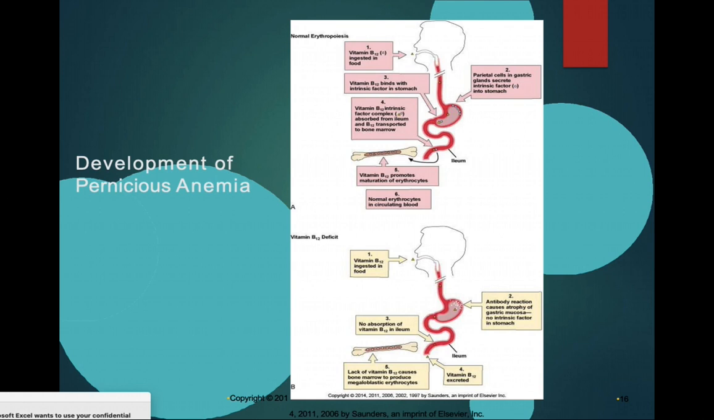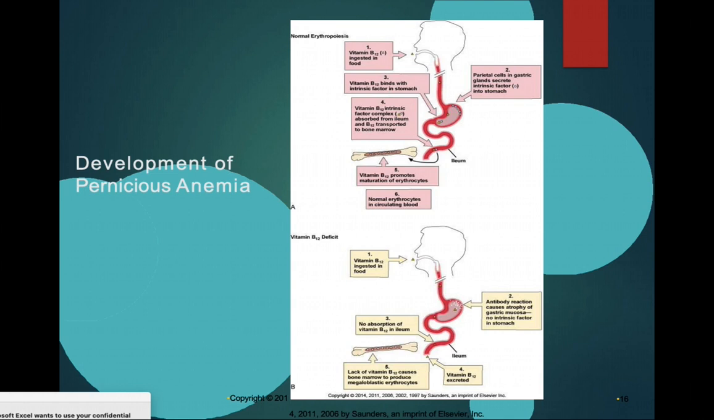And B12 promotes the maturation of red blood cells. And normal red blood cells then circulate throughout the system. Now that's normal physiology, B12 doing its thing. Well, what happens if there's a deficit in B12?